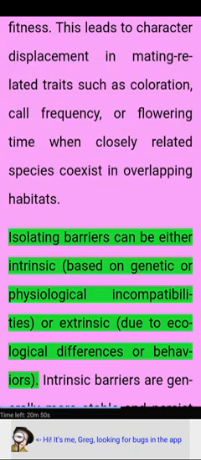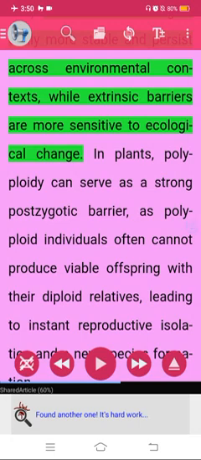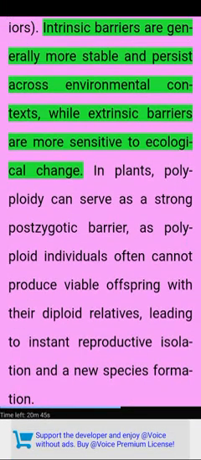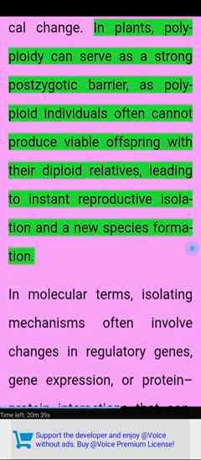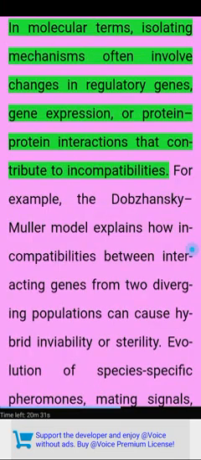ecological differences or behaviors. Intrinsic barriers are generally more stable and persist across environmental contexts, while extrinsic barriers are more sensitive to ecological change. In plants, polyploidy can serve as a strong postzygotic barrier, as polyploid individuals often cannot produce viable offspring with their diploid relatives, leading to instant reproductive isolation and a new species formation.